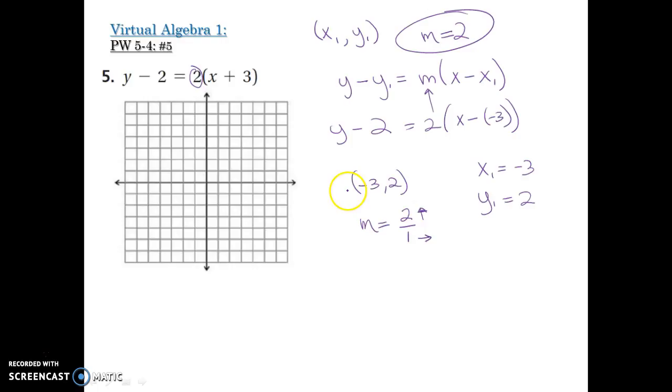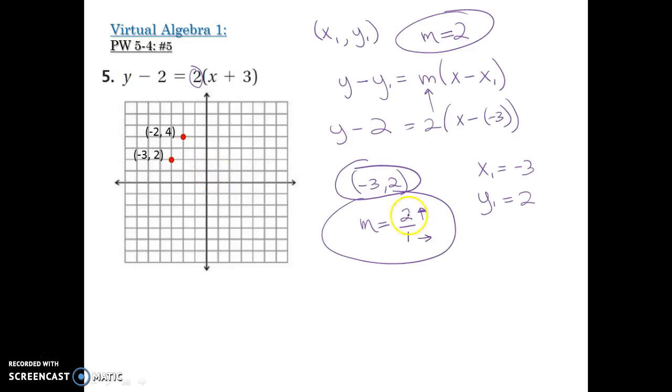So what I'm going to do is plot this point on my graph. Negative 3, 2. You start from the origin and you count left 3 to go negative 3, up 2. And there's my point, and I'm going to label the coordinates. Then I'm going to use my slope information. From this point that I know is on the line, I'm going to go up 2, to the right 1. Ding, and now I'm at the point negative 2, 4.